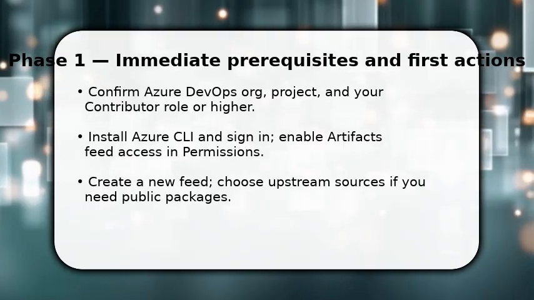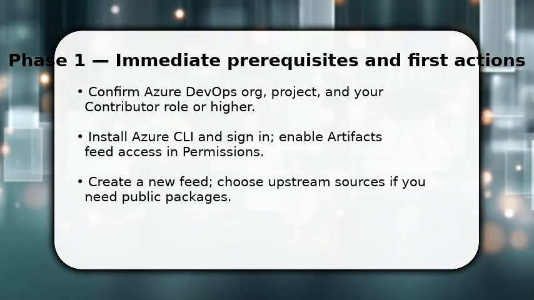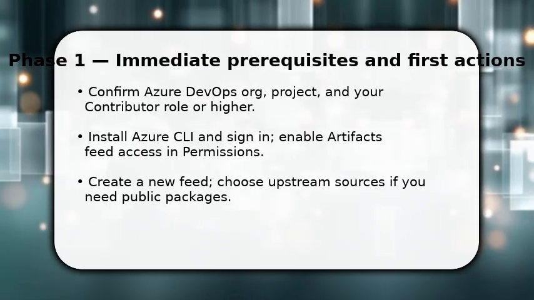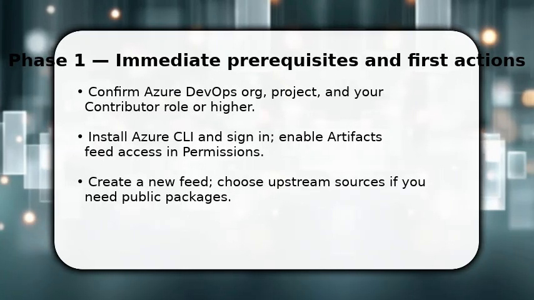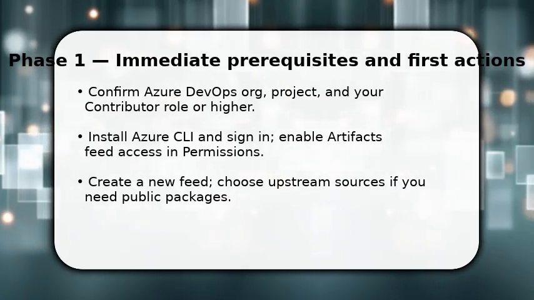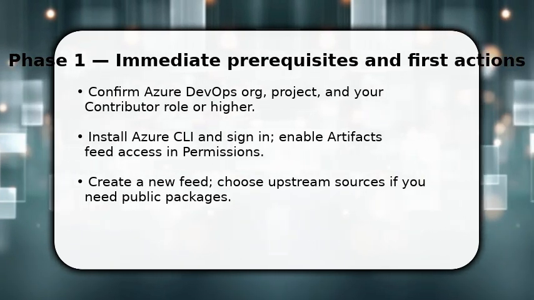Create a feed now, pick scoped or project level, and add upstream sources if you plan to cache public packages. Make sure to set feed visibility to the right scope because permissions control who can publish versus who can consume. This prevents accidental exposure and speeds up later automation steps.